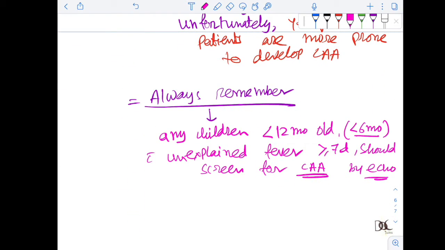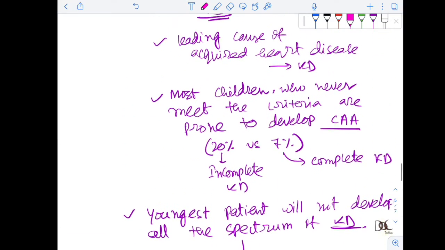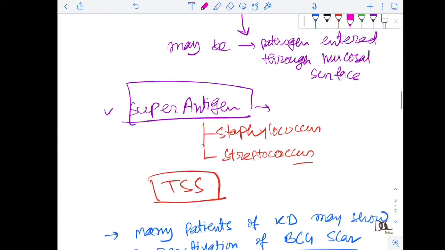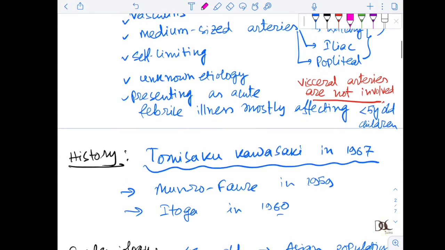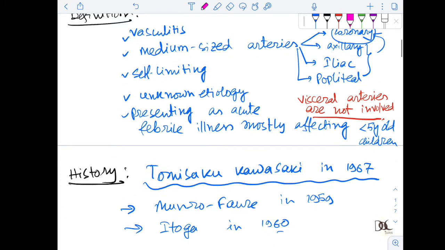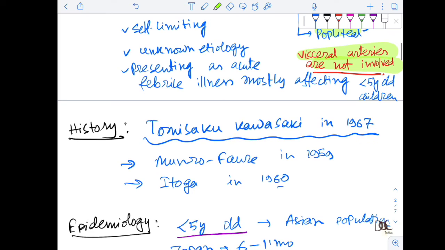Okay. So what we have read, we have not yet read the criteria for complete KD, but we know that KD is, I'm just repeating once more, a self-limiting medium-sized vasculitis which mostly involves the coronaries. It may involve the axillary artery, iliac artery, popliteal artery, right? It may involve all those things, but visceral arteries are not involved, and it presents as acute febrile illness. We'll see that, mostly affecting less than 5 years old.